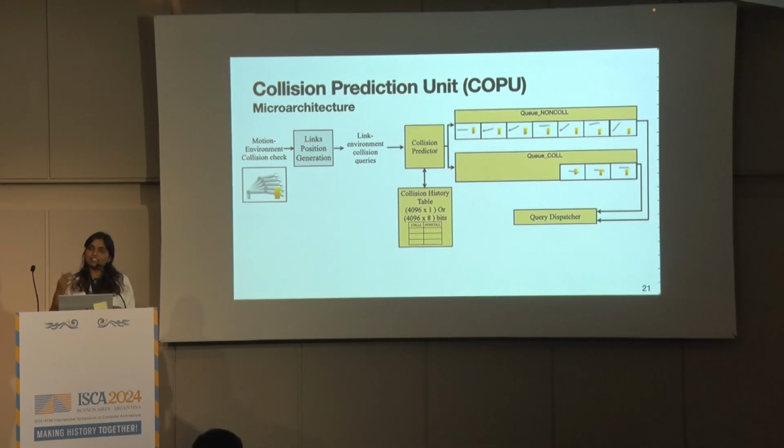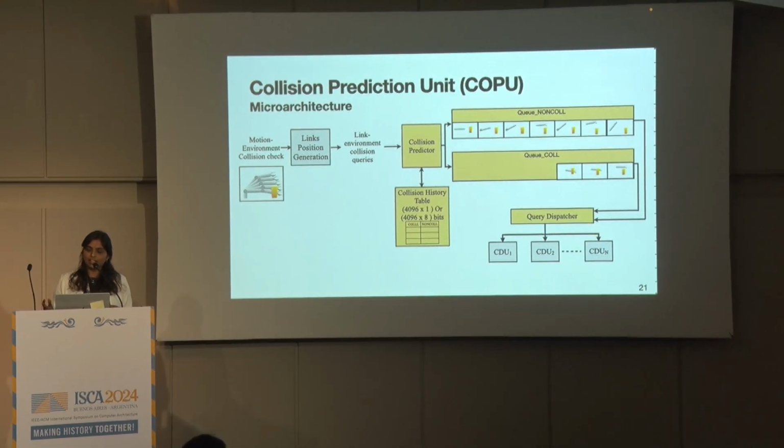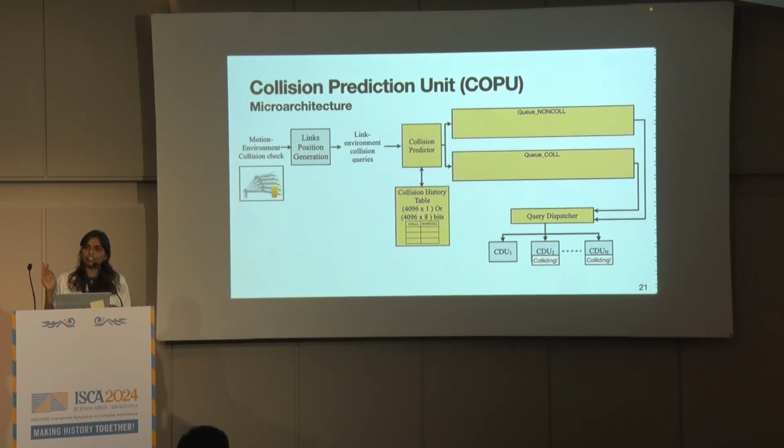A query dispatcher reads these queries from both of those queues and schedules them to available collision detection units. Now the query dispatcher is designed in such a way that it prioritizes the queries that are inside this queue Call. So even if there is a collision, we can find it early and discard the rest of the queries, significantly saving computation. And finally, a result collector and query update unit are used to read the outcomes of these collision detection units and update the collision history table. Our paper discusses each of these blocks and different design aspects in much more detail.